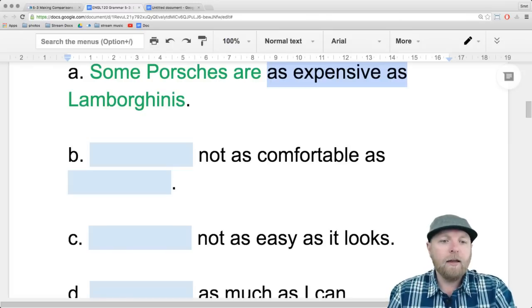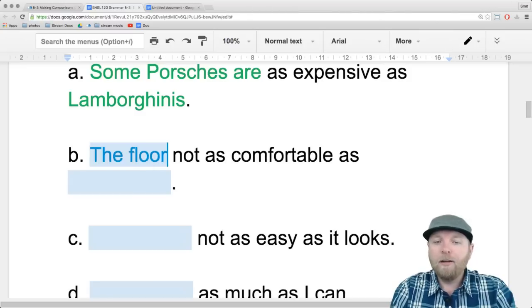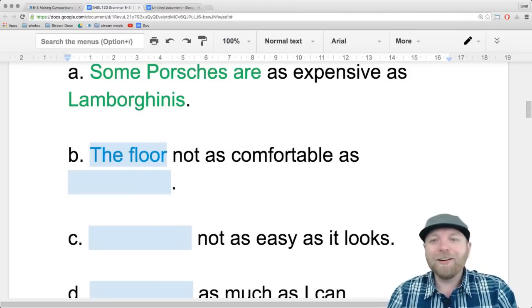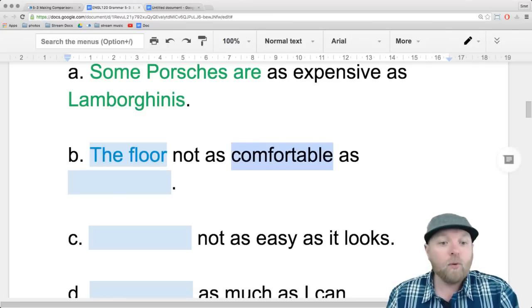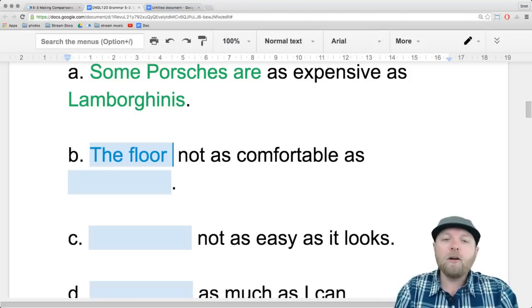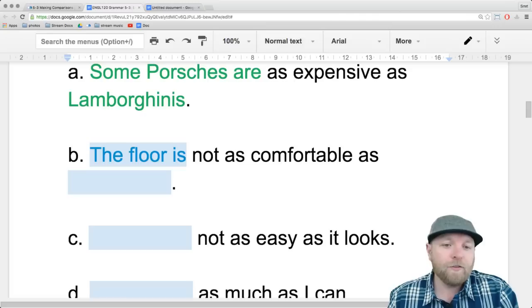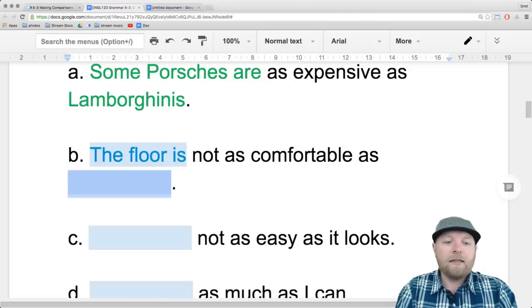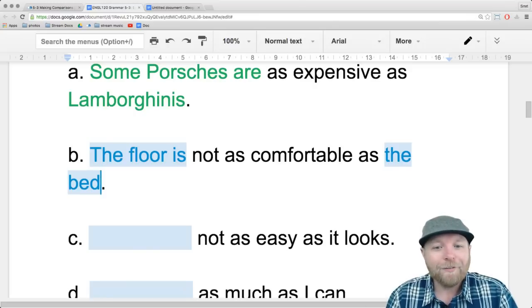Well, okay, what's an example? Well, the floor. Okay, this is an adjective, right? So we need a linking verb. The floor, what's a linking verb? Is. The floor is not as comfortable as the bed, right? Maybe if we're sleeping, right? The floor is not as comfortable as the bed.